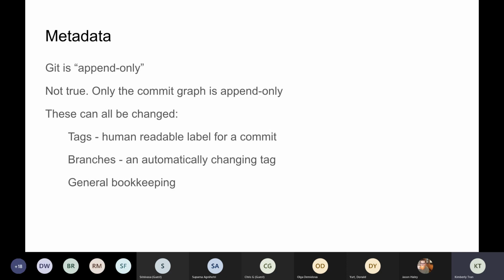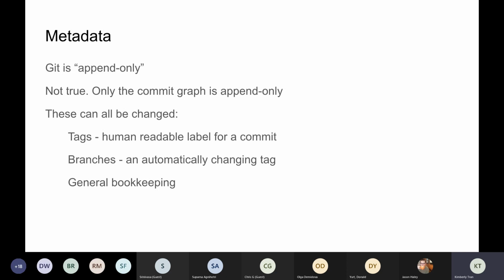Okay, so we get to the last bit of the Git fundamentals, which is the metadata. You hear that Git is append only, and that's not entirely true, because only the commit graph is append only. You can add to the graph, but you can't modify the existing graph and change the links between two existing commits. It's not allowed. You can only add to the commit graph. But everything else is fair game.